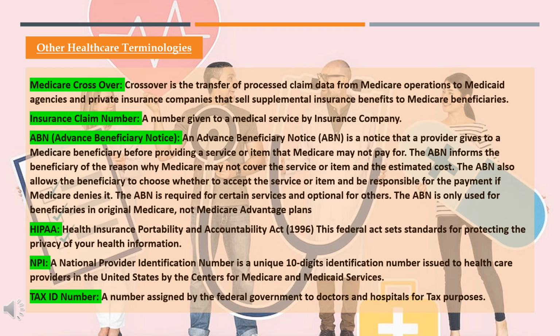HIPAA, Health Insurance Portability and Accountability Act, 1996. This federal act sets standards for protecting the privacy of your health information. NPI: a National Provider Identification Number is a unique 10-digit identification number issued to health care providers in the United States by the Centers for Medicare and Medicaid Services. Tax ID number: a number assigned by the federal government to doctors and hospitals for tax purposes.